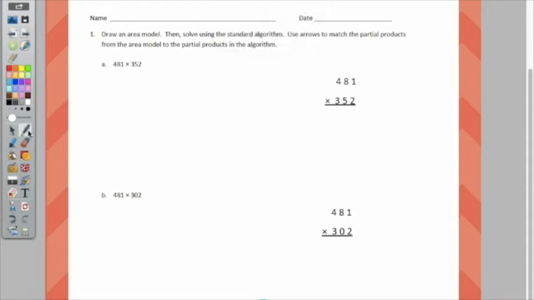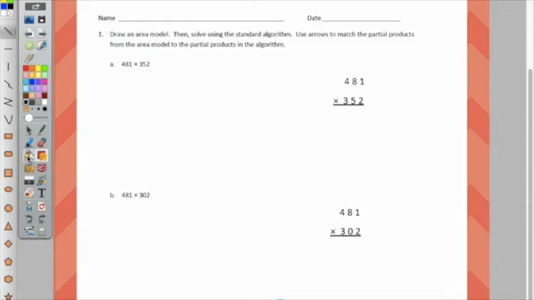So before you draw your area model, I want to talk about how many boxes we will need. Do you see any zeros in either one of your factors? No. So that means I'll need 1, 2, 3, 4, 5, 6 boxes. But when you draw your boxes, I'm going to give you a little bit of advice. Would you like some? Yeah.